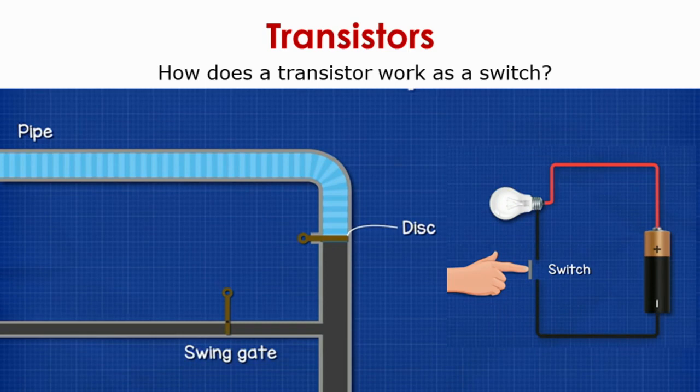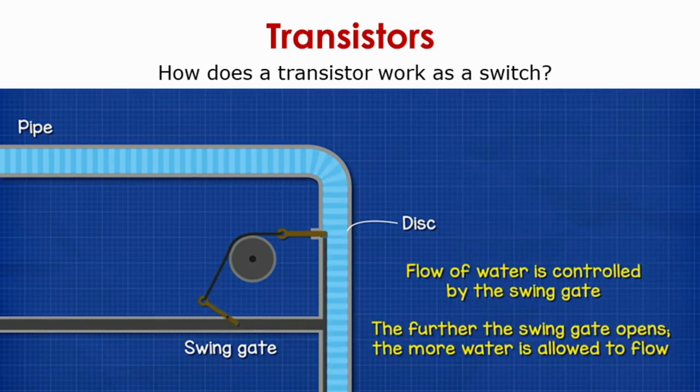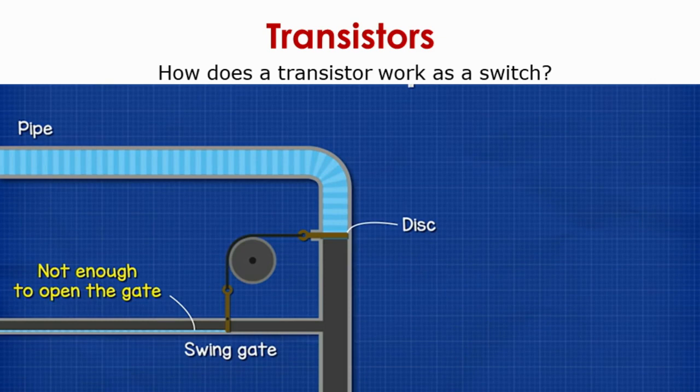Now we have added a swing gate onto the water pipe. This swing gate will switch the water flow on and off, just like the switch in the electrical circuit. I'm just using this water pipe example as an analogy. The flow of water is controlled by the swing gate. The further the swing gate opens, the more water is allowed to flow. The swing gate is closing the disc or opening the disc. Right now there is not enough water to open the gate.